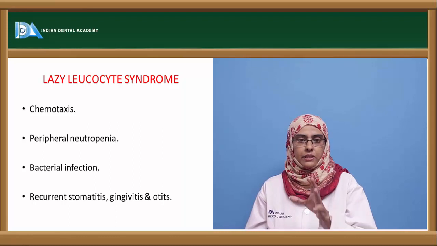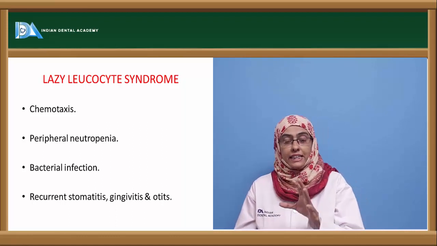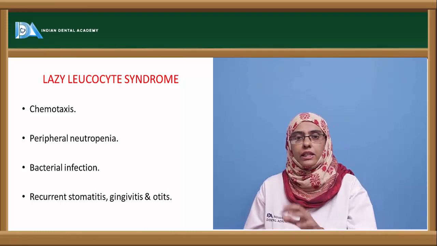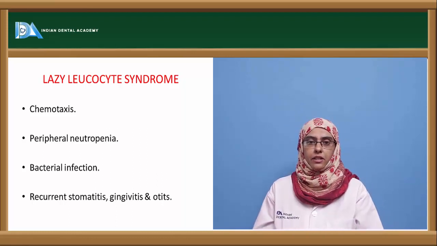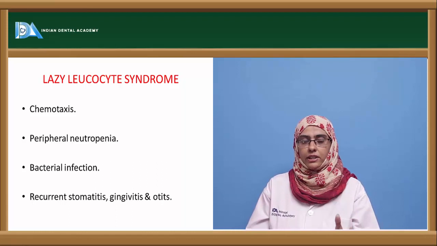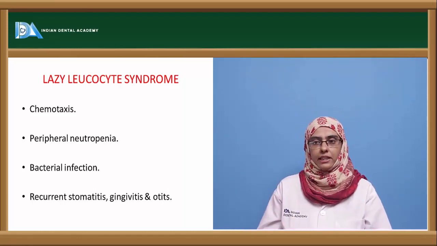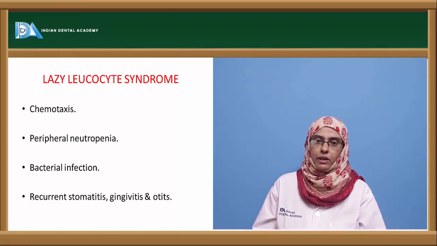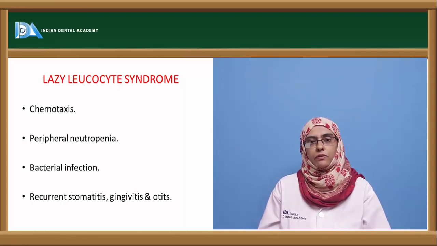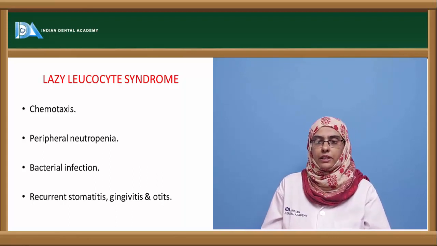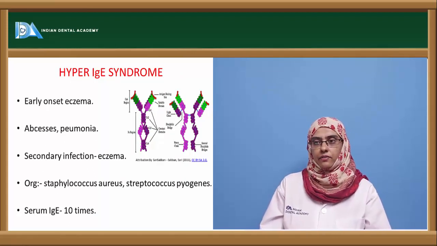Peripheral neutropenia means there is a decreased production of neutrophils, or a lower number of neutrophils seen at the place where there is an inflammatory response, but the phagocytic cells that are produced are in the normal mode. This leads to a variety of bacterial infections, recurrent stomatitis involving the inflammatory response of the mouth, gingivitis, that is the gums, and also otitis, that is ear infections.